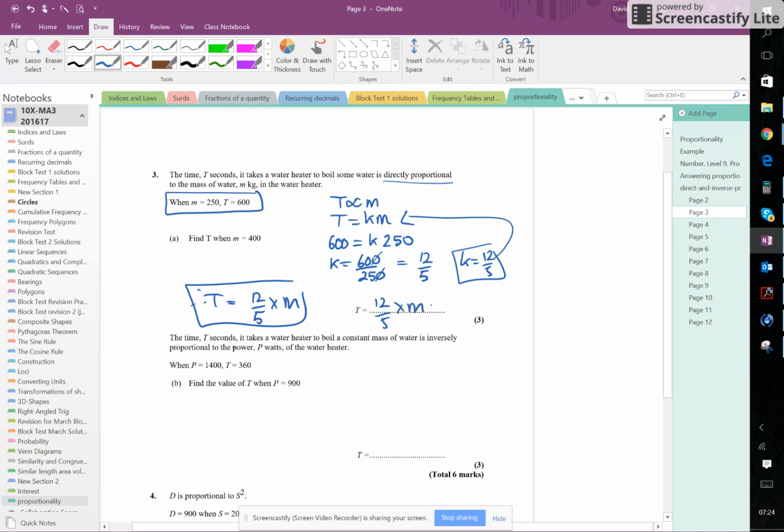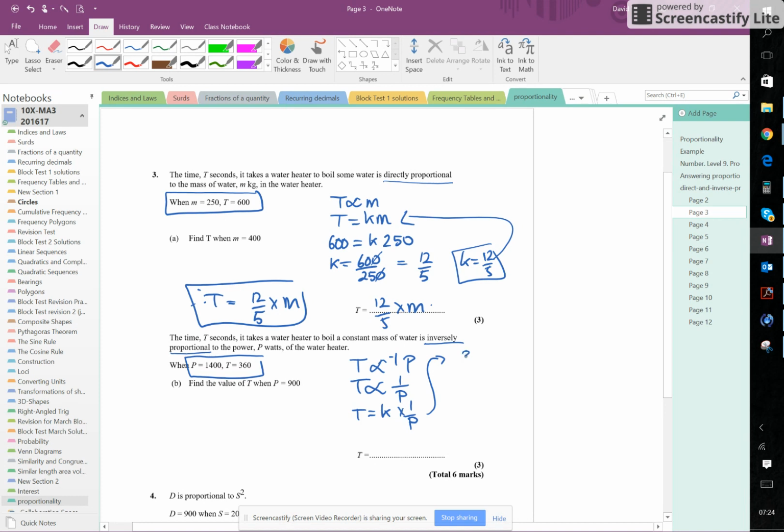Now it says the time t seconds it takes a water heater to boil a constant mass of water is inversely proportional. So this is a different question now to the power. So we write our inverse proportionality statement. T is inversely proportional to the power. So then we write a proportionality statement, remembering that we have 1 over p. And now we introduce the constant of proportionality. Now we try and work out what K is. So we're going to use this data. So let's go up here now.